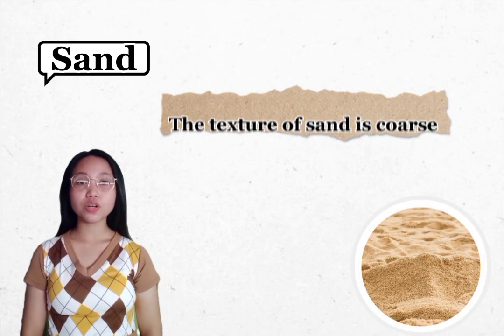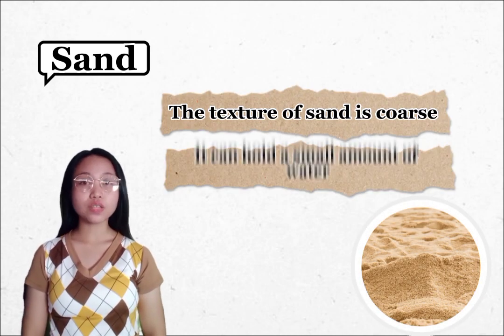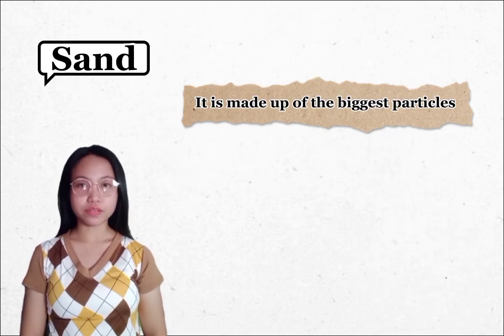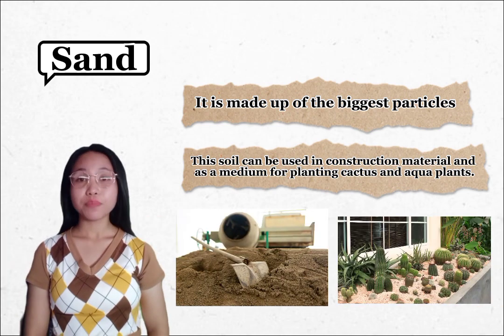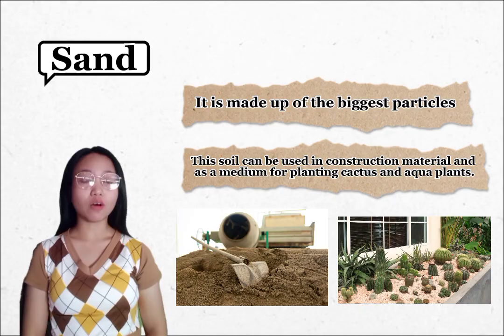Sand. The texture of sand is coarse. It can hold a small amount of water. It is made up of the biggest particles. This soil can be used in construction material and as a medium for planting cactus and aqua plants.